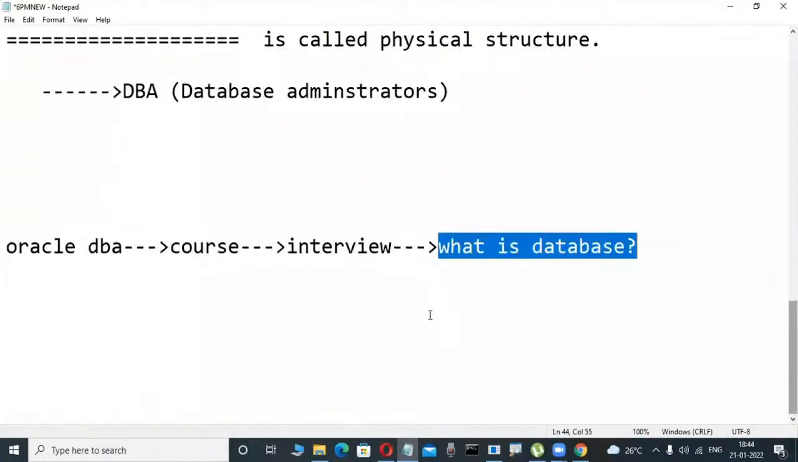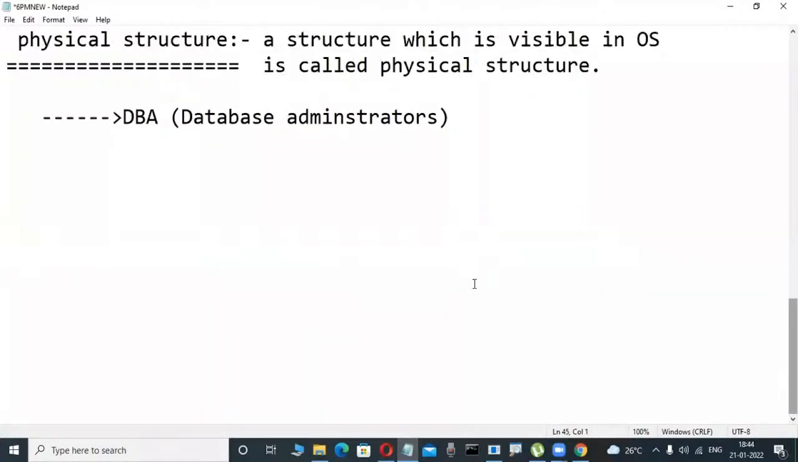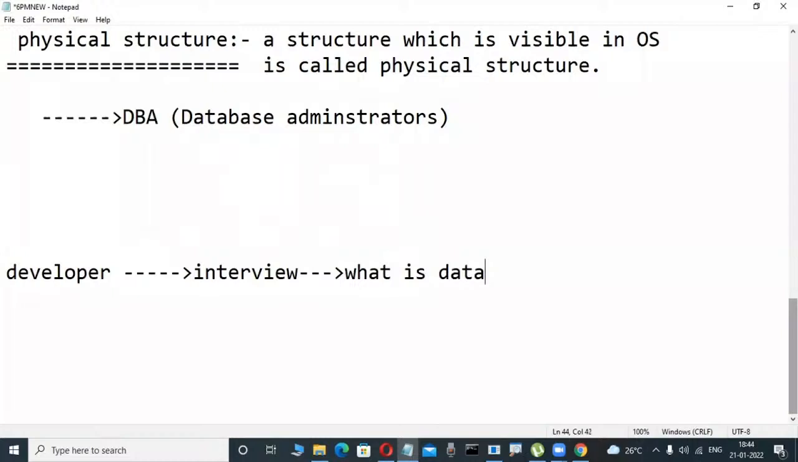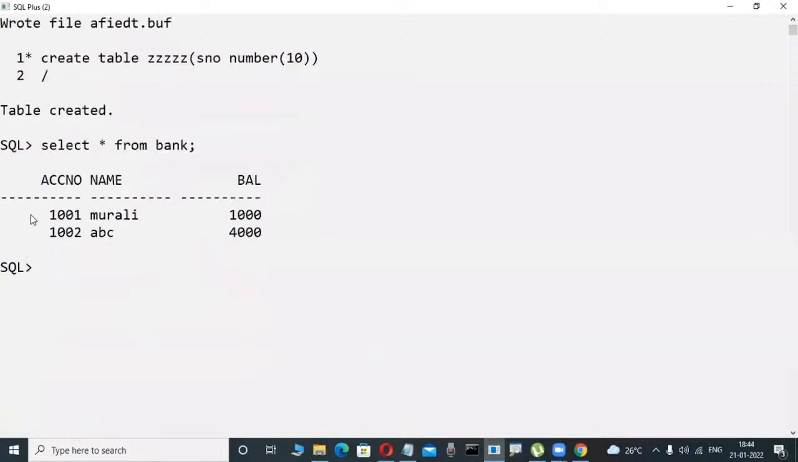Suppose I'm a developer, not an administrator. I'm a Java developer, SQL developer, PL/SQL developer, Python developer, like that. These developers attend an interview. What is a database? They may not ask it, but generally, if they ask, the developers tell the logical structure. What do they say? It is a place where we can store a structured collection of data.